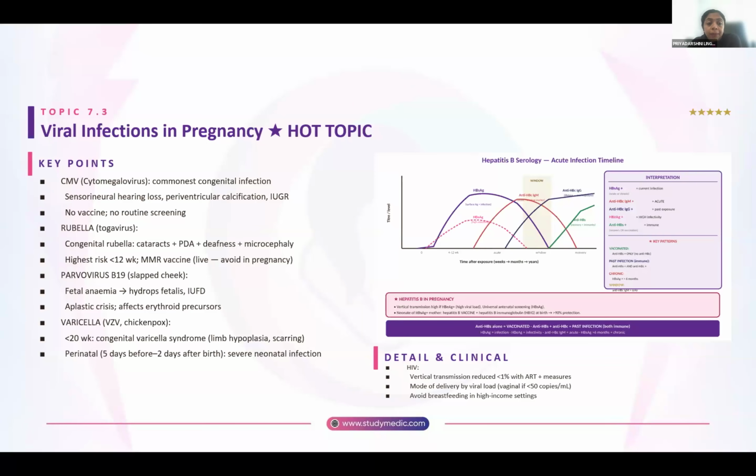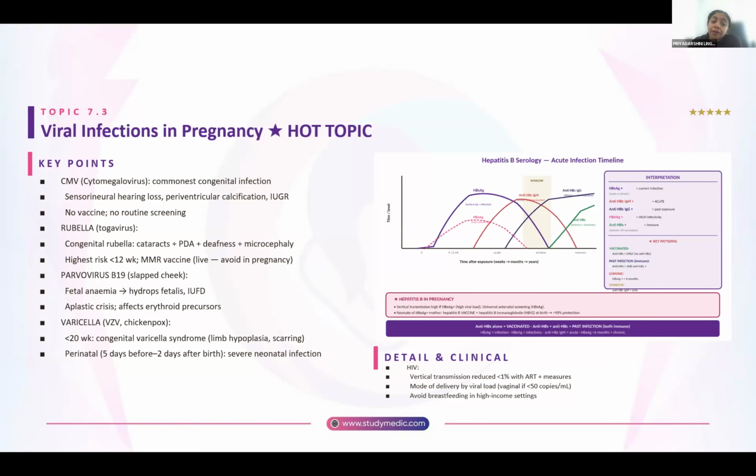Second one is your rubella. Rubella belongs to the togavirus category. Congenital rubella is important. It has a triad of cataract, PDA, deafness, and microcephaly. Highest risk is when the woman has the infection at less than 12 weeks. The vaccine for rubella is your MMR vaccine, but since it's a live attenuated vaccine, avoid it in pregnancy.